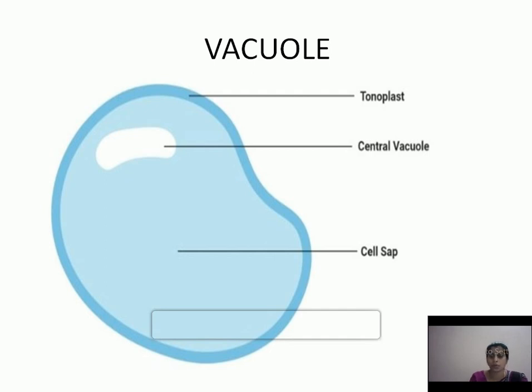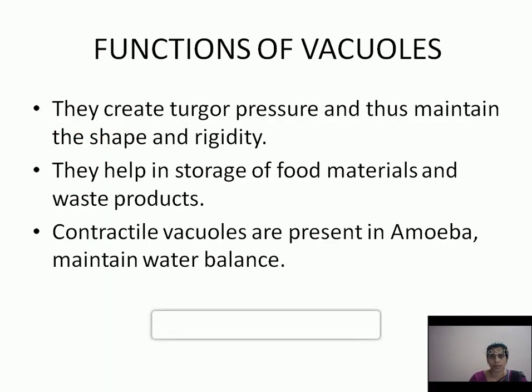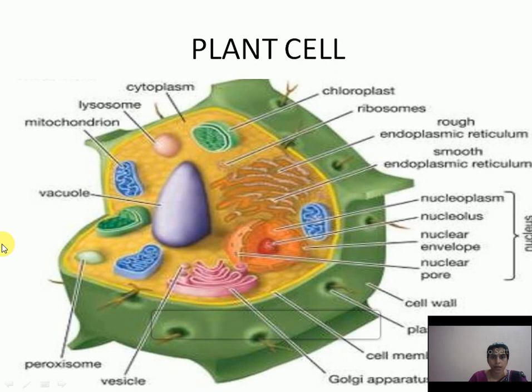And in the case of a plant cell, these vacuoles are central in position. See, in the case of a plant cell, this vacuole is central in position, and the nucleus and other cell organelles are pushed towards the boundary of the cell. Okay, but in the case of an animal cell, the nucleus is in the center of the cell.